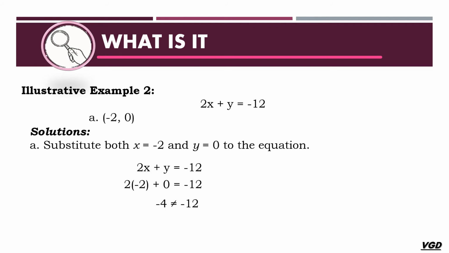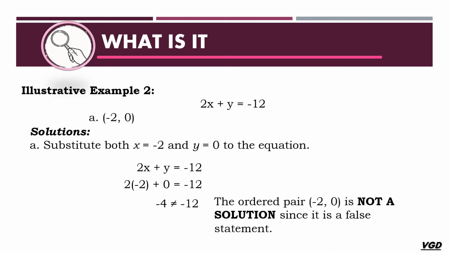Since they are not equal to each other, therefore the ordered pair negative 2, 0 is not a solution since it is a false statement. So they have to be equal, so it will become a true statement.